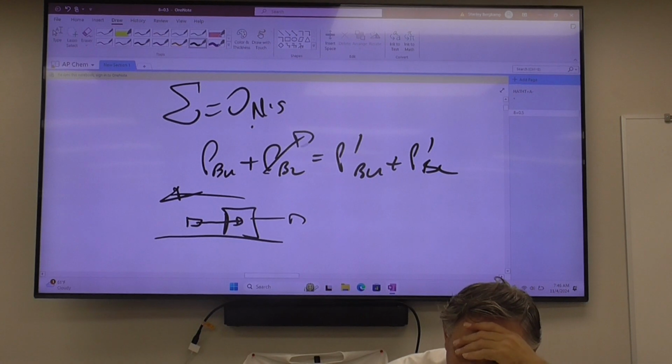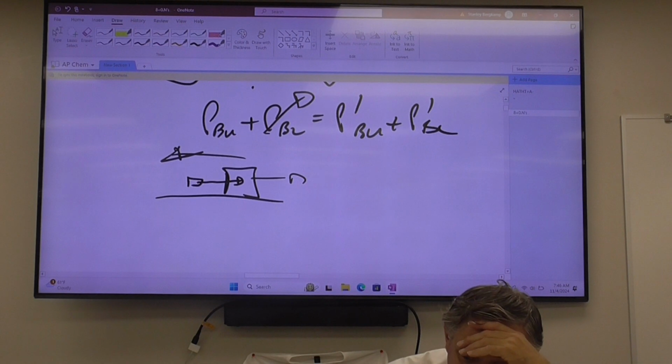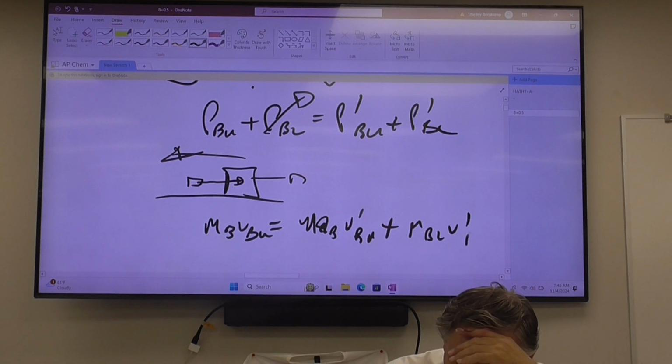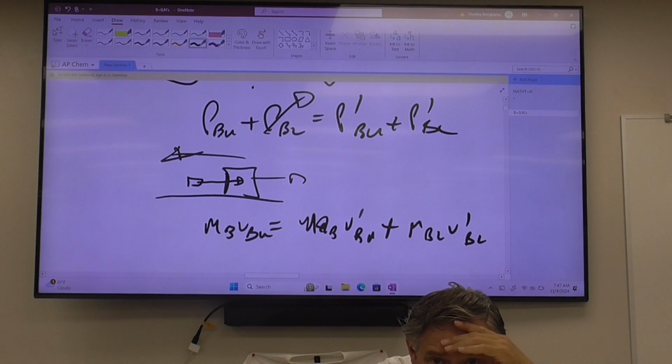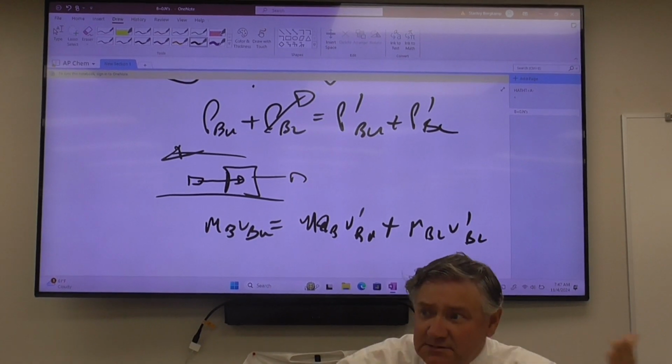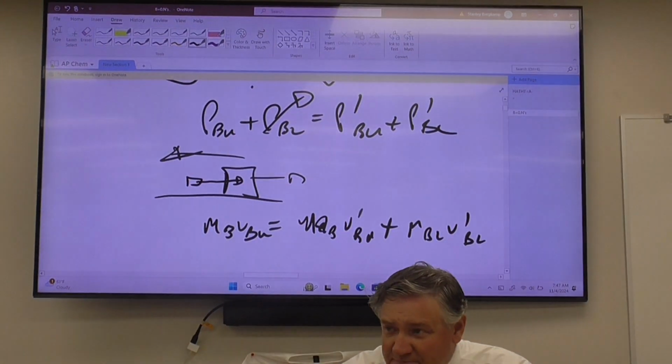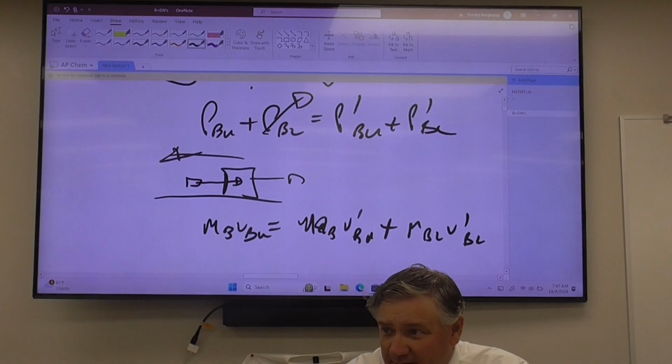But here's the point. The block is initially at rest, right? So you have the mass of the bullet times the initial velocity of the bullet, 0.035, is going to equal the mass of the bullet times the new velocity of the bullet plus the mass of the block times the new velocity of the block. Oh, that is not how I set that up. That's the only way you can set it up. So this is the law of conservation of momentum. This is how all these problems work.